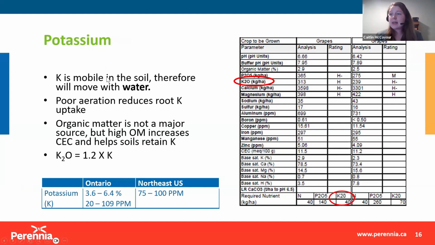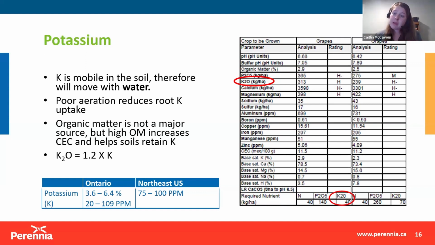The next is potassium. Similar to phosphorus, it's represented in its fertilizer values. So if you want just straight potassium, you do have to convert it. Potassium is mobile in soil, so it can move with water. But one thing I want to reiterate here about soil sampling and the soil test is that you can take your sample and have the estimate for the relative abundance of potassium in your soil.